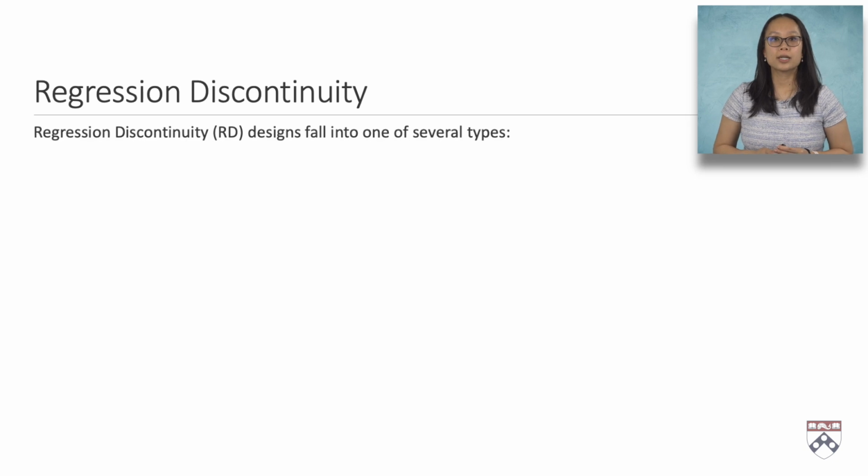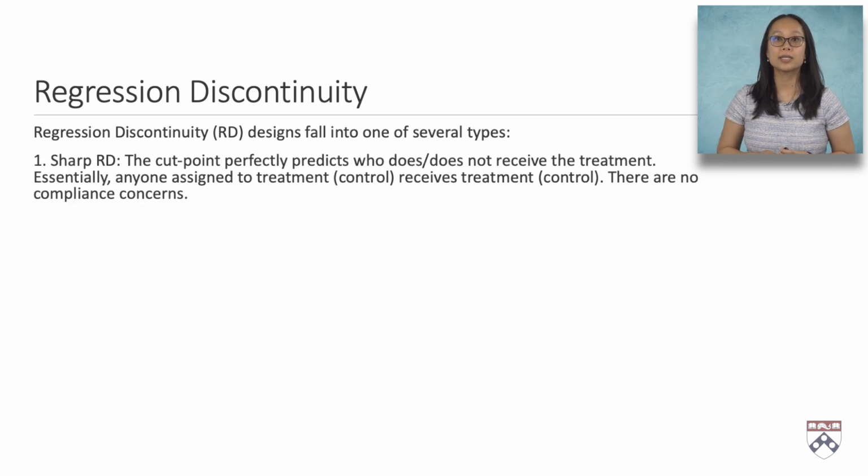In practice, regression discontinuity designs fall into one of several types, and this is again based on whether individuals comply or do not comply with their treatment assignment. So in the ideal setting, if we do have full compliance among all individuals, this is known as a sharp regression discontinuity, or sharp RD. And it is sharp in the sense that the cut point perfectly predicts who does and does not receive the treatment. So essentially, anyone assigned to the treatment or control receives the treatment or control, and there are no compliance concerns at all. So everyone who was assigned to treatment receives the treatment. Everyone who is assigned to control receives the control.